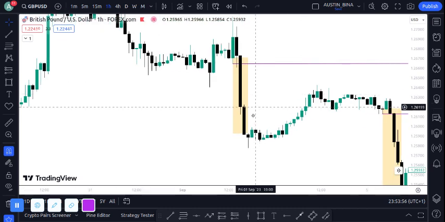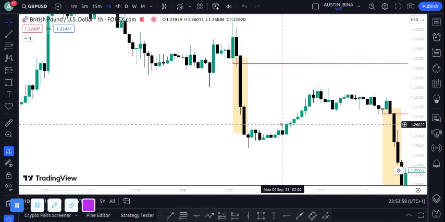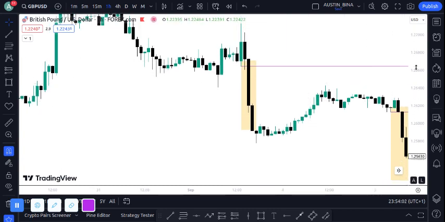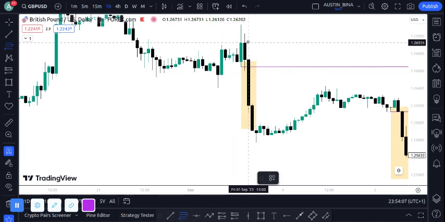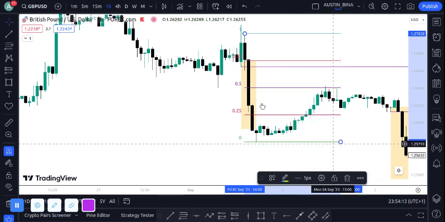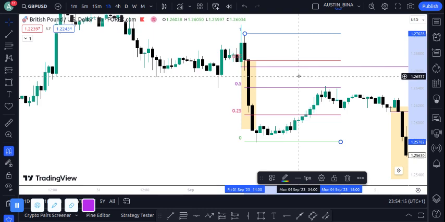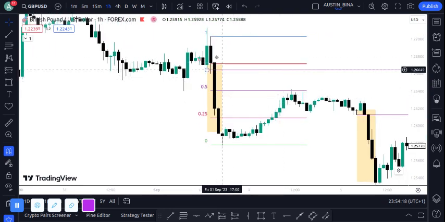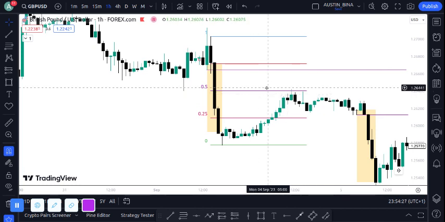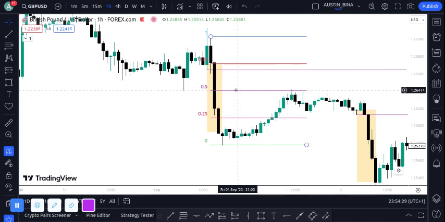Now, how do you take entries with liquidity void? Personally, what I simply do is wait for price to reprice into 50% of that range, and that is where I will start looking for entries using liquidity void. Please take note of something: this void doesn't have to be filled before you take your entry. It can come to at least 50% or above 50%, which is known as premium.